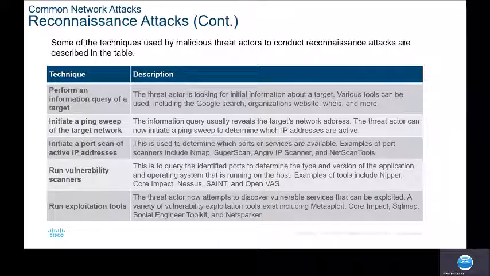And you can then do a port scan. So once you know what IP addresses are available, you can then check what ports are available on each of those IPs. And so Nmap, Superscan, Angry IP Scanner, and NetScan tools are often used there. You can run vulnerability scanners. So this is to query the identified ports to determine the type and version of the application or operating system that is running on the host. Examples of tools include Nipper, Core Impact, Nessus, Saint, and OpenVAS.